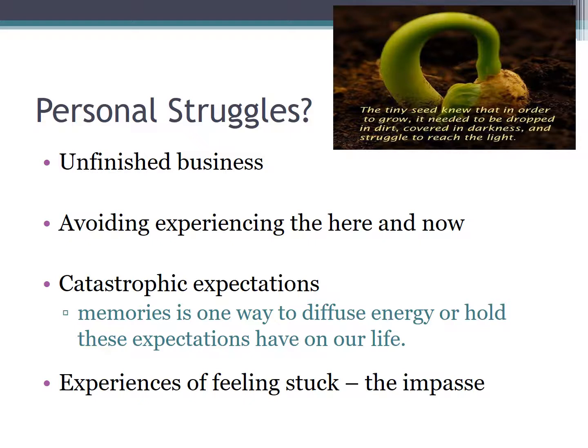Catastrophic expectations. Most of us experience situations where we expect something terrible to happen or simply expect something to go wrong. Ever wonder where these expectations rise up from? Most often, some events from our past or from our childhood went wrong, leading us to believe that similar events will happen. That's these catastrophic expectations. Also, the experiences of feeling stuck, the impasse.